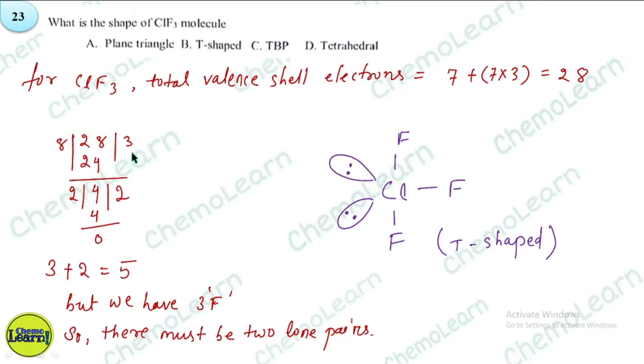This is our 3 plus 2, 5. Okay, 5, but we have 3 fluorine atoms. So 3 plus 2, the total number of electron pairs here is 5, but we have 3 fluorine atoms, so there must be lone pairs. The shape will be T shape.